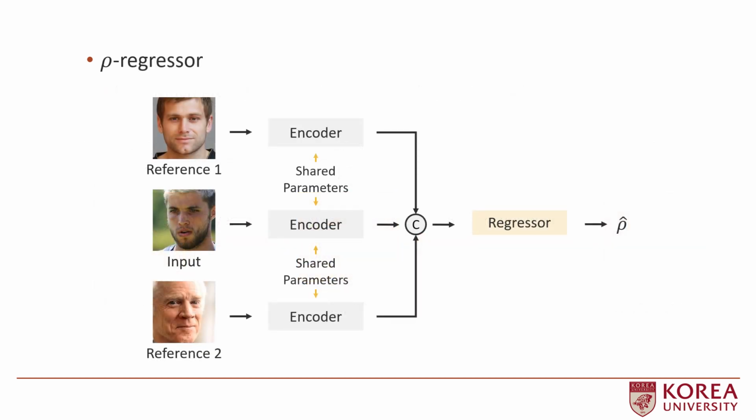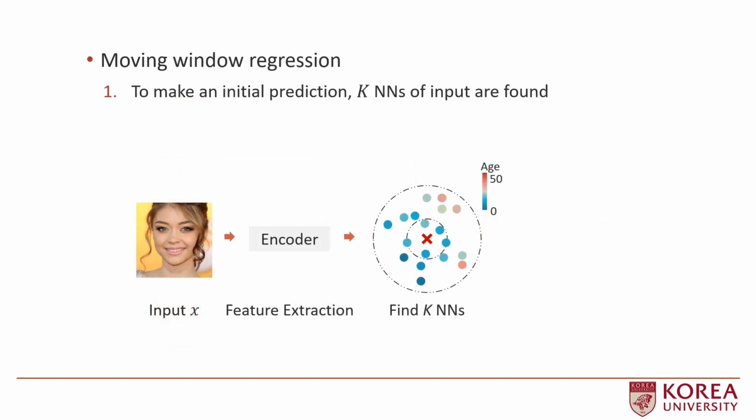To predict the row rank, the row regressor is designed. We estimate the absolute rank of input by moving a window and predicting the row rank using the row regressor. This MWR process is performed iteratively with 4 steps.